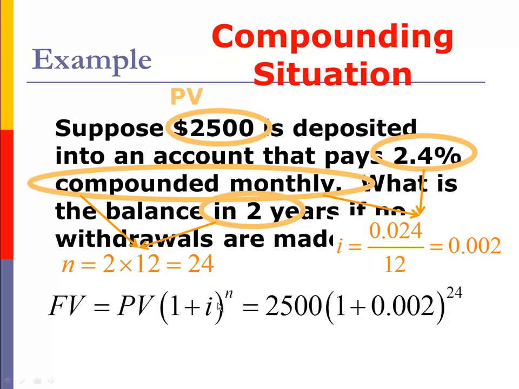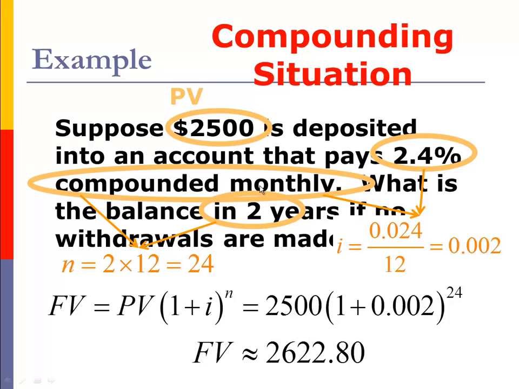Present value times this parentheses 1 plus i. Remember, that's the interest rate per period, and we're adding our interest to the previous balance, so that's why that 1 is there. And when we plug our numbers in, we would get 2622.80. So basically we're earning $122.80 in interest over that 2-year period of time.